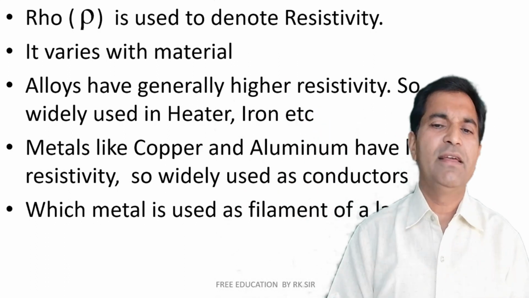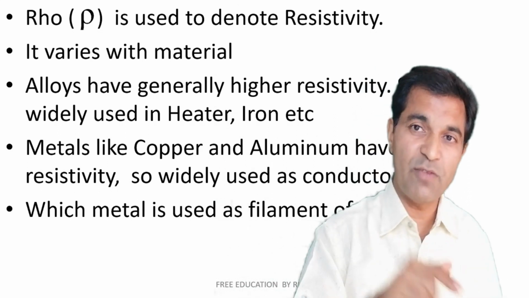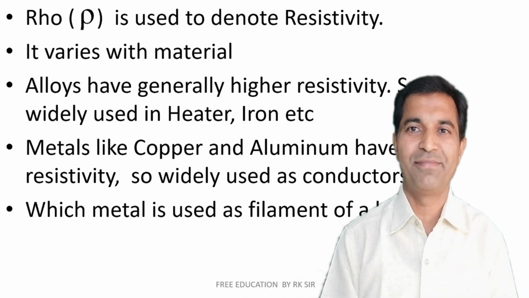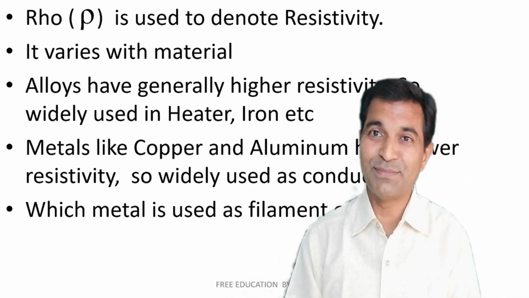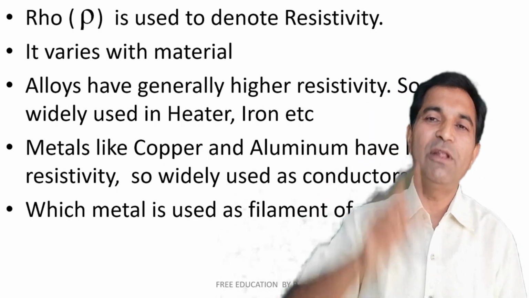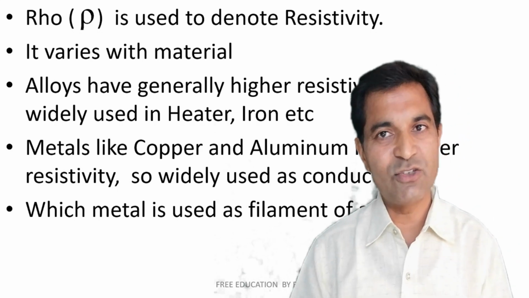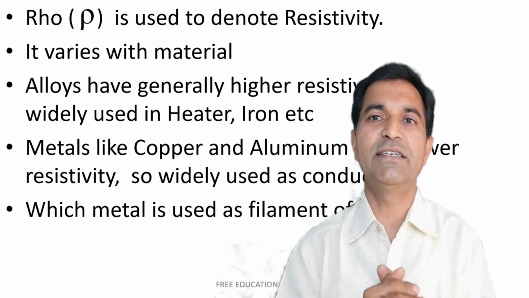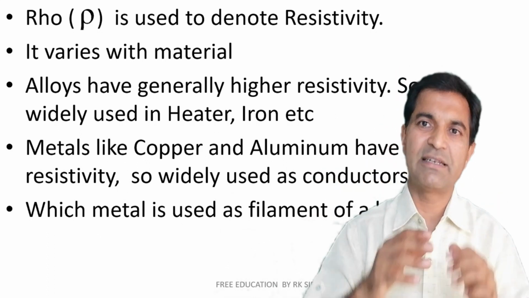Which metal is used as a filament of a lamp? Can you answer? Just wait. Just stop the video and tell me. Just write in a comment which metal is used as a filament of a lamp. It's tungsten, W. Now why is the symbol of tungsten W? Because its German name is Wolfram. W is coming from there, so it is known as Wolfram or tungsten. Tungsten is used in the filament of a lamp, and neon and argon gas are also kept inside it so that there is no reaction, or say no oxidation of the filament takes place. It lasts for a long time.